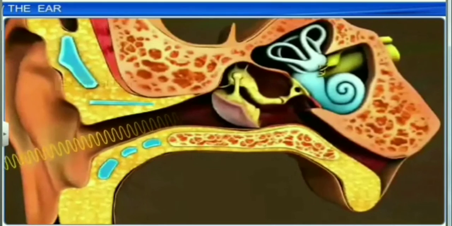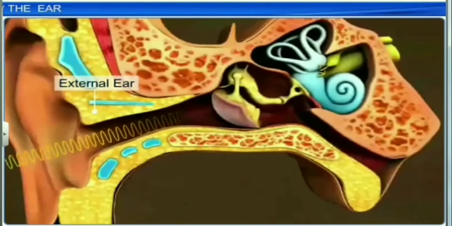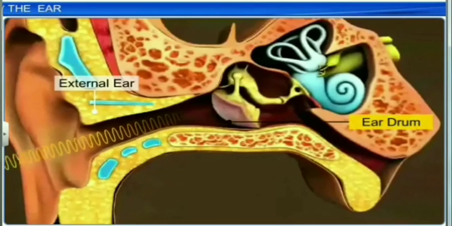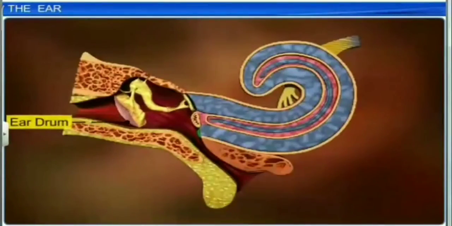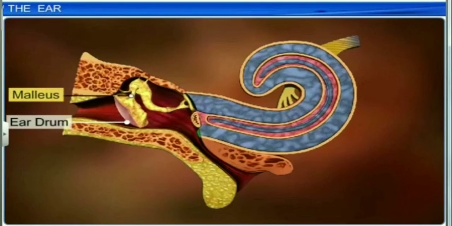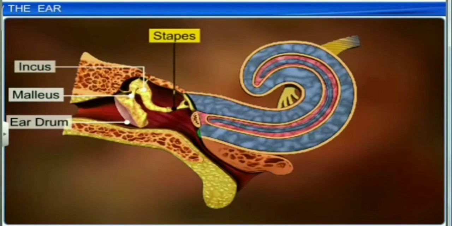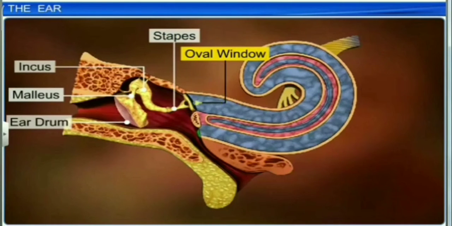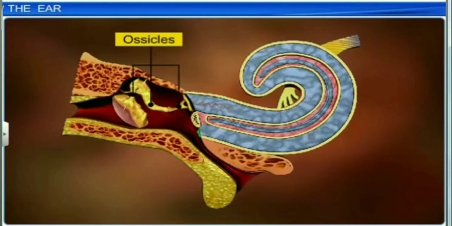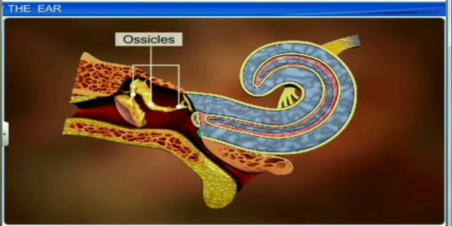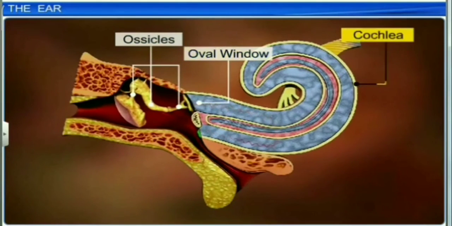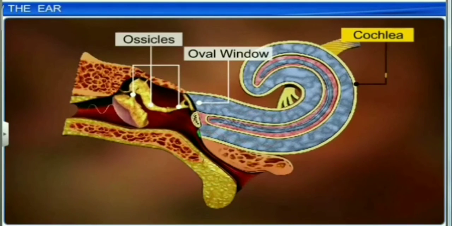Now, the pinna of the ear receives the sound waves and directs them to the eardrum, that is the tympanic membrane. The eardrum vibrates, and these vibrations are amplified and transmitted through the ear ossicles to the endolymph inside the cochlea. Right now, these ossicles will transfer it into the cochlea through the oval window. Now this generates a wave in the endolymph.